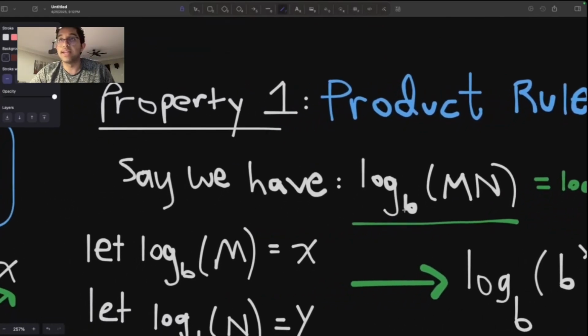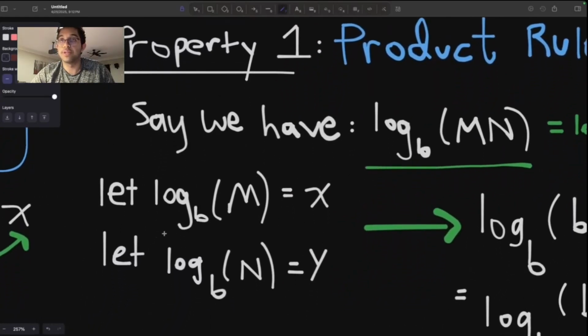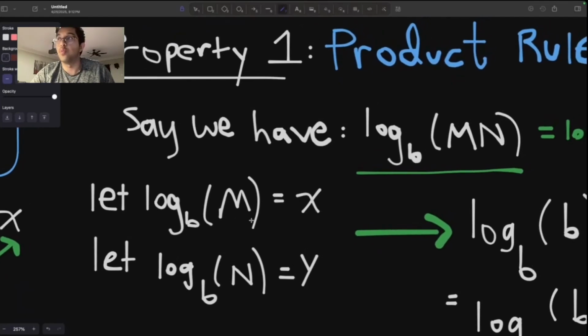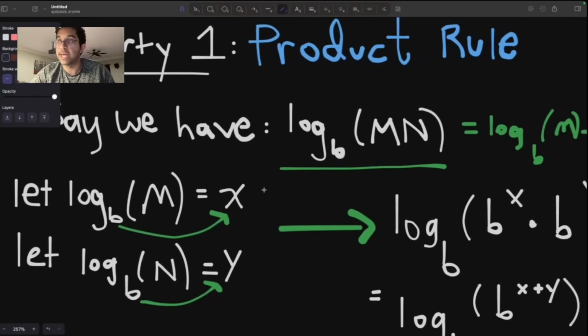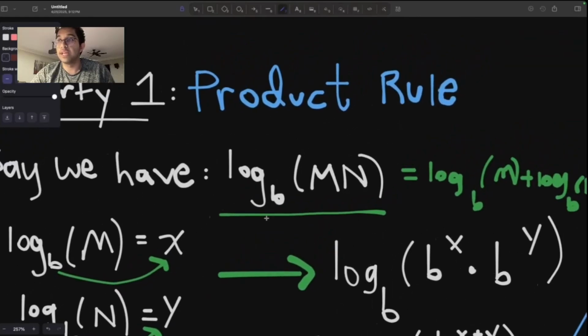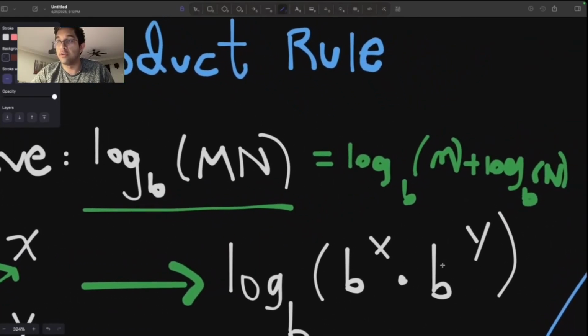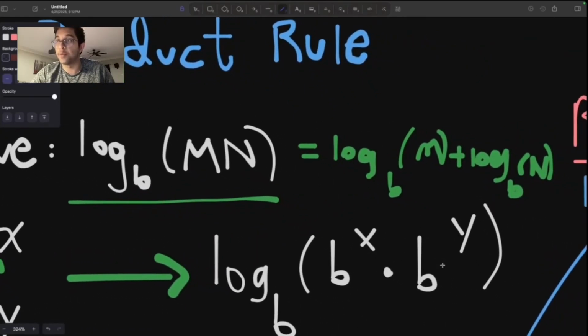So we'll do that by setting some variables first. We set log base b of m equal to x. We set log base b of n equal to y. Then we can use what we know as the log rule. Right here, b to the power of y equals n. Right here, b to the power of x equals m. When we substitute those in, we get log base b of b to the power of x times b to the power of y.